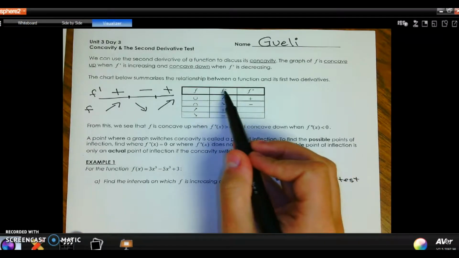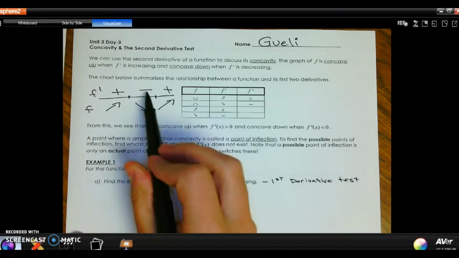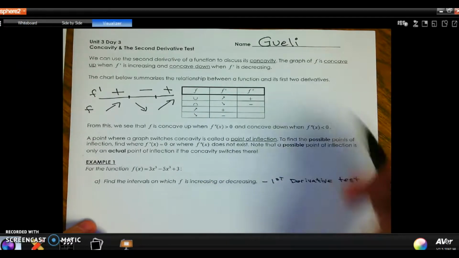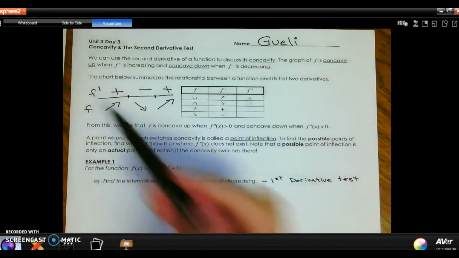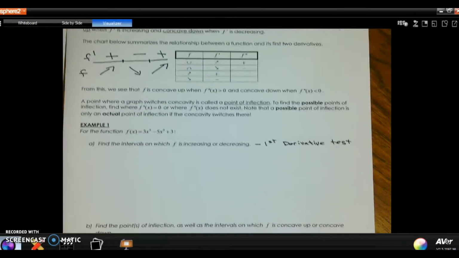So this chart's saying, if the derivative is positive, we knew the original function was increasing. If the derivative was negative, we knew that the original function was decreasing. I know there are some students that choose to just memorize the chart and go from there, but I always like to bring it back to my sign chart because that's what I'm most comfortable with. Okay, so just to review what we did last class, I'll start off with a first derivative test.